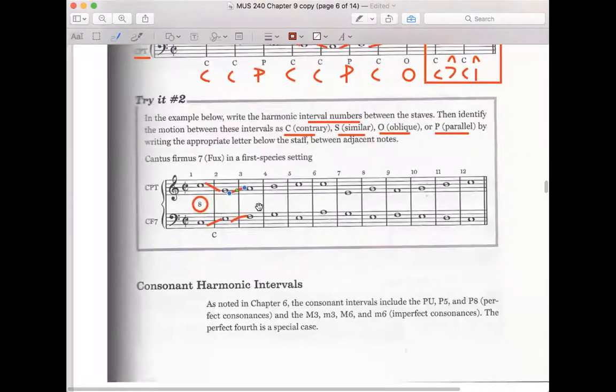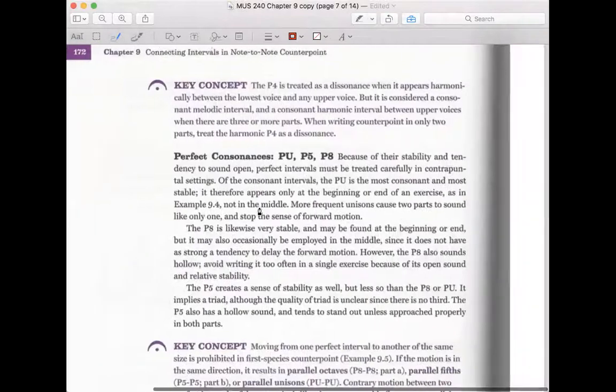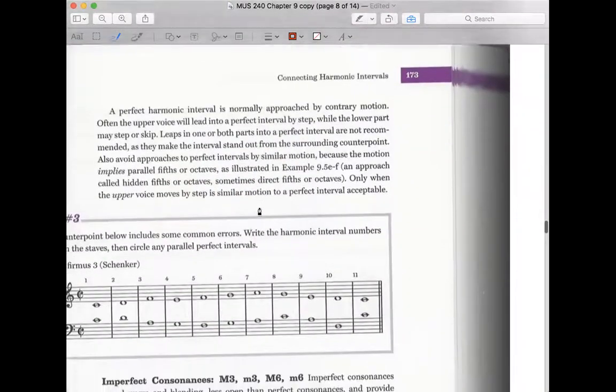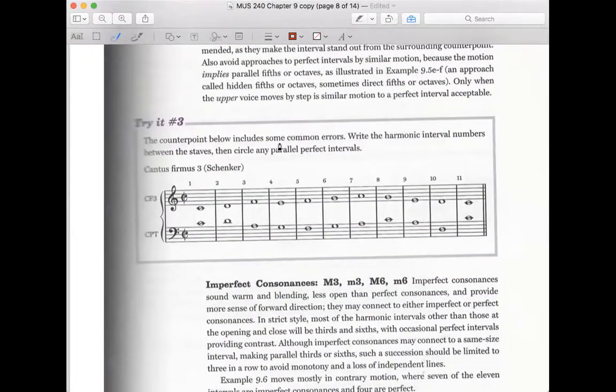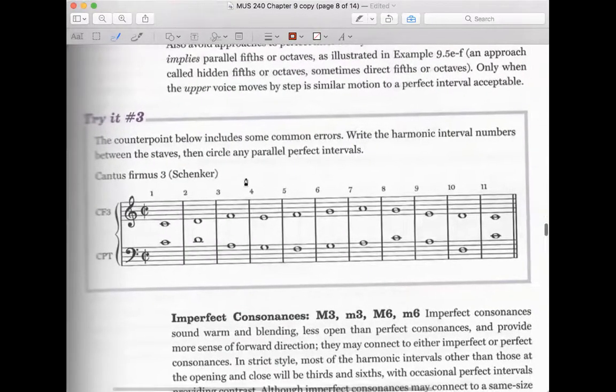Okay, and let's finish up today. So if we look over here at Try It number 3, it says, the counterpoint below includes some common errors. Write the harmonic intervals between staves and then circle any parallel perfect intervals. What is that?